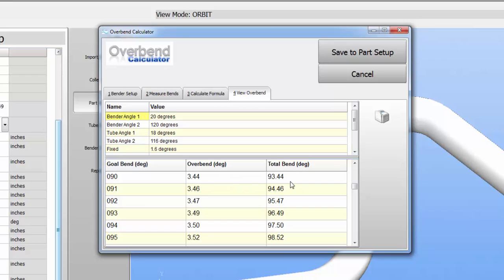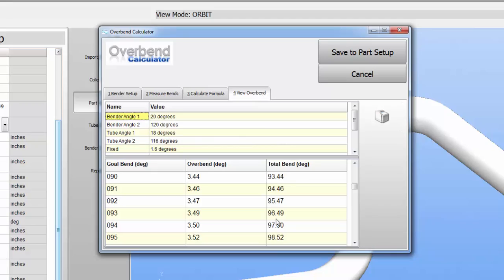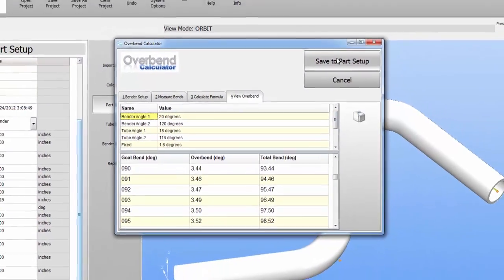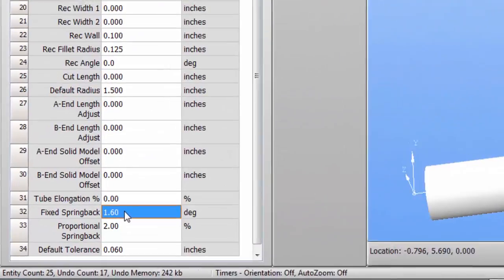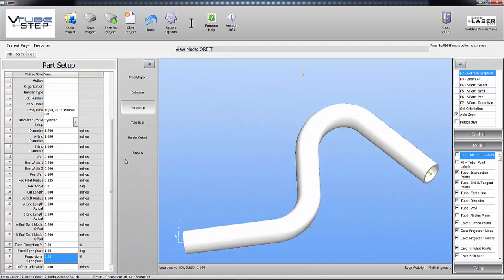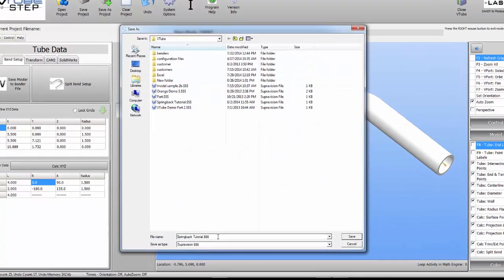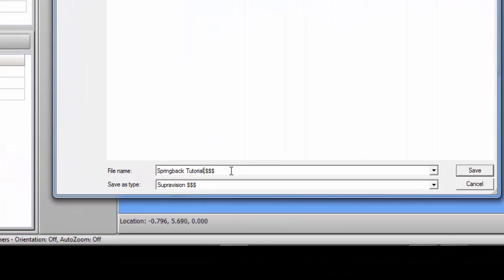In other words, we have to tell the bender during the first setup that you're going to overbend 3.44 to 93.44 degrees. So we're going to use this formula here, and these values here, in order to come up with these values here. We're going to save to the part setup, and so now we see that we have fixed springback and we have proportional springback. If we go to the tube data menu and we go to bend setup, we're going to save the supervision file again and observe the results.